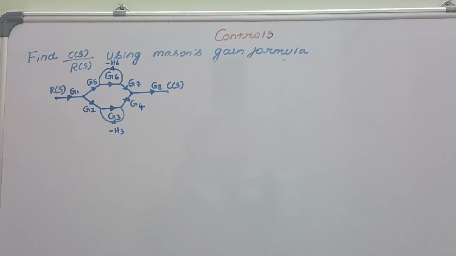So it is problem number 1, the first problem that we did, the second problem, and this is problem number 3. I'm sorry, it is problem number 3. According to problem number 3, what does the question say? Find C(s)/R(s) using Mason's gain formula. The question and the figure are written on the board.